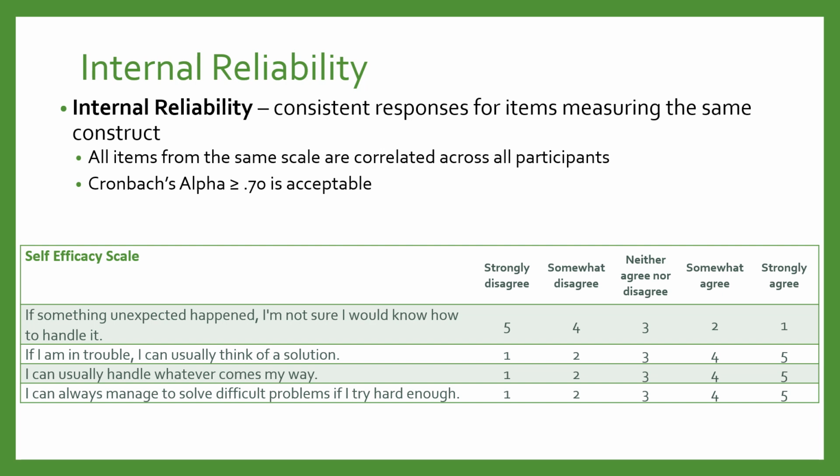Now we have internal reliability. So this is capturing if there are consistent responses for survey items that are supposed to be tapping into or measuring the same construct. So you can see here we have a self-efficacy scale, and you see that there are 4 different items that are all supposed to tap into self-efficacy. So if all the items from the same scale are correlated across all participants, meaning people with a high score on one question tend to have high scores on most of the other questions measuring that same construct, then you'll have a Cronbach's alpha of around 0.70 or higher.